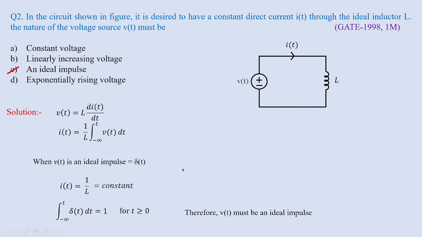You can cross-check by looking at the other options, that is A, B, and D, and comment in the chat box what answer you get by looking into the options. So it's a 1 mark problem. So option C is the right answer.